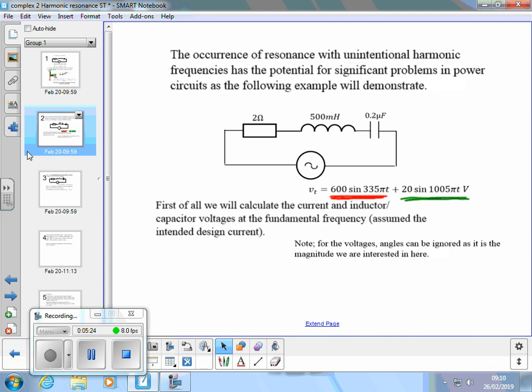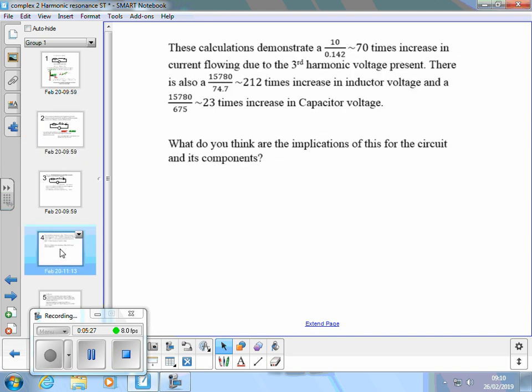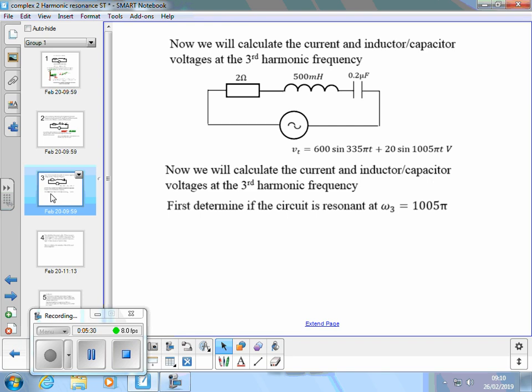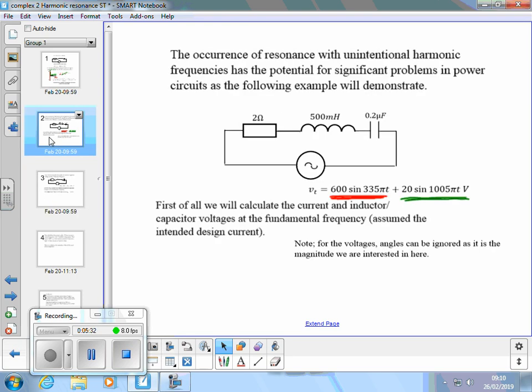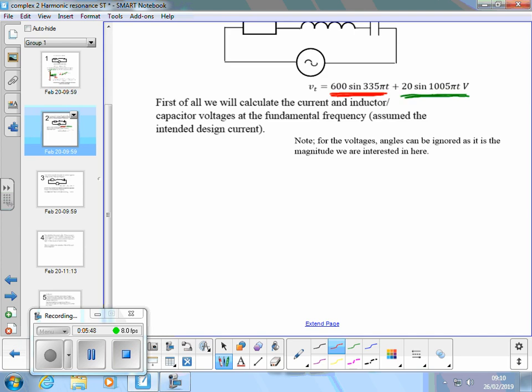So how do we start on that? What have we got here? Where are we going to start? If we find the total impedance at this frequency, at 335. So what's the formula for ZT for this circuit? We'll call it ZT1 as well, for ZT at the fundamental frequency.